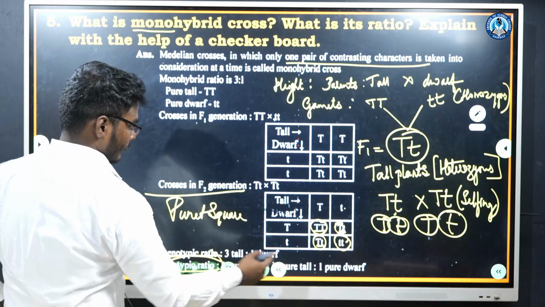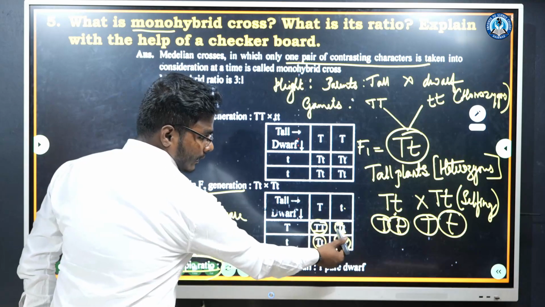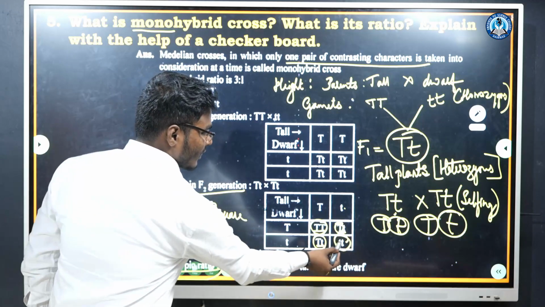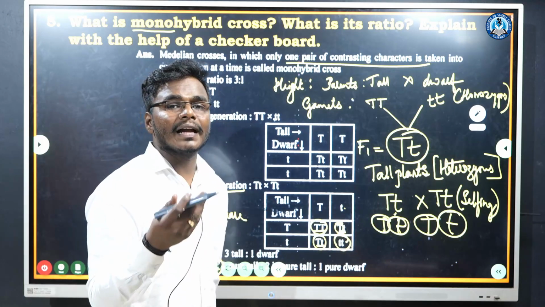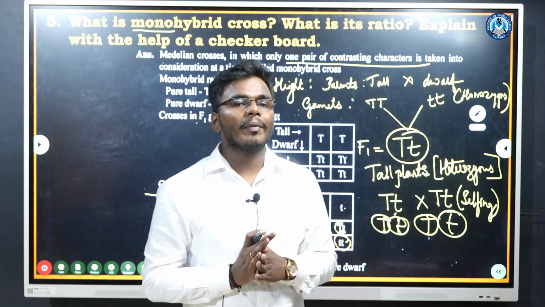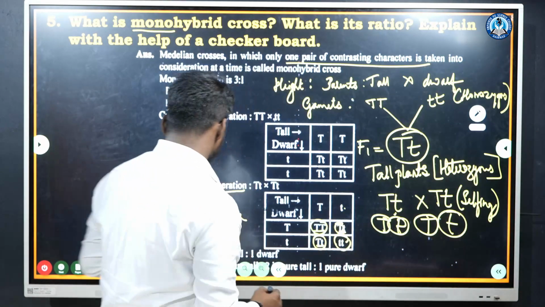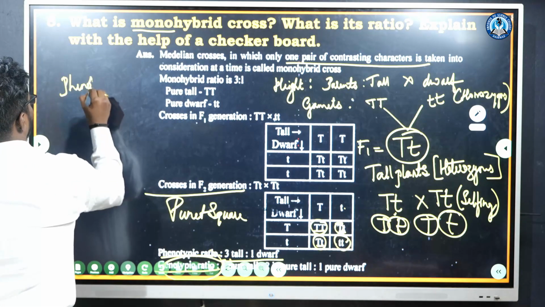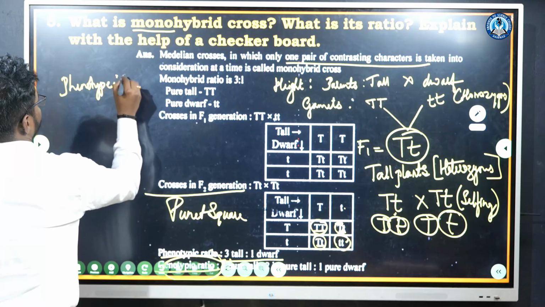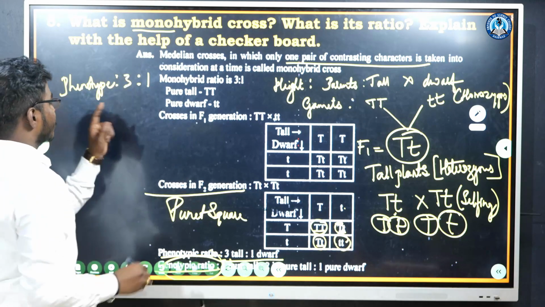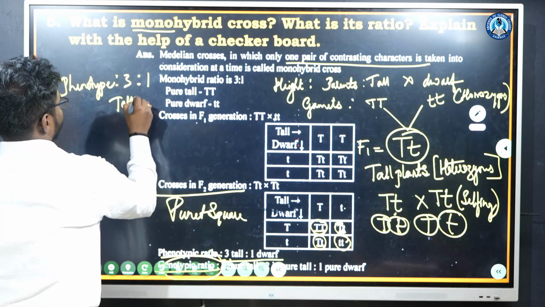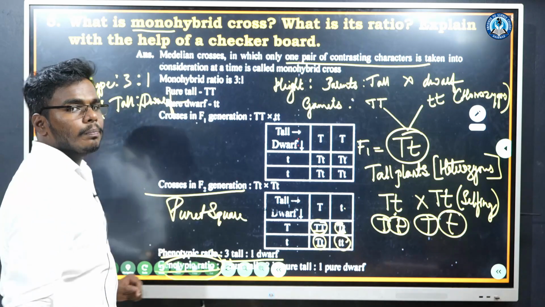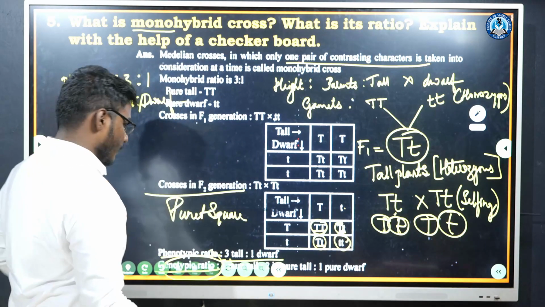So now I have told that capital T. So wherever there is capital T, all the plants are tall. Now there is one more, small t, which means the plant is dwarf. So according to Mendel, the phenotypic ratio is 3:1. That is 3 tall plants and 1 dwarf plant.